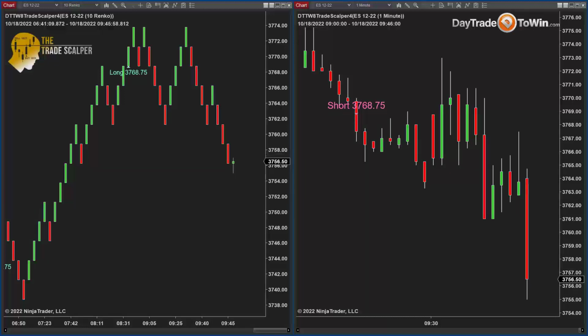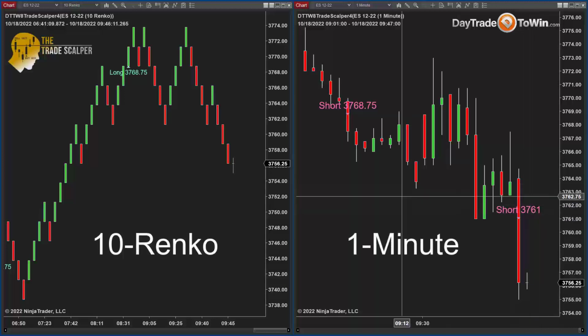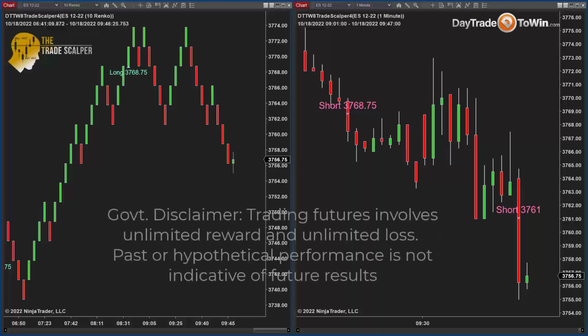It's a Tuesday. What you're seeing here are two charts, but using the same software. It's the Trade Scalper software on two different charts. On the right side is a 1-minute chart, and on the left side is a 10 Renko chart. So I've gotten a lot of questions on what type of charts can we use with the Trade Scalper software, and you can use tick charts, volume charts, Renko charts, as well as minute charts, which is what I'm using here primarily.